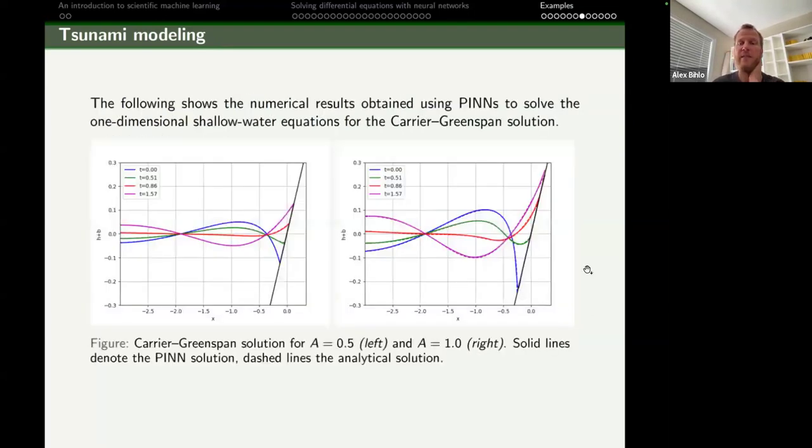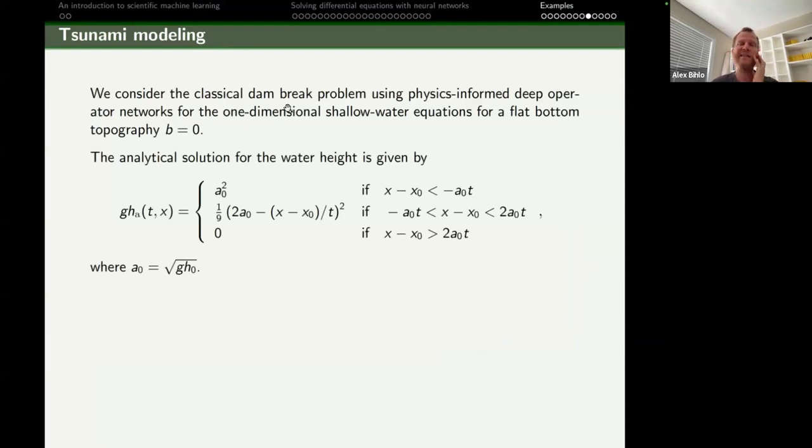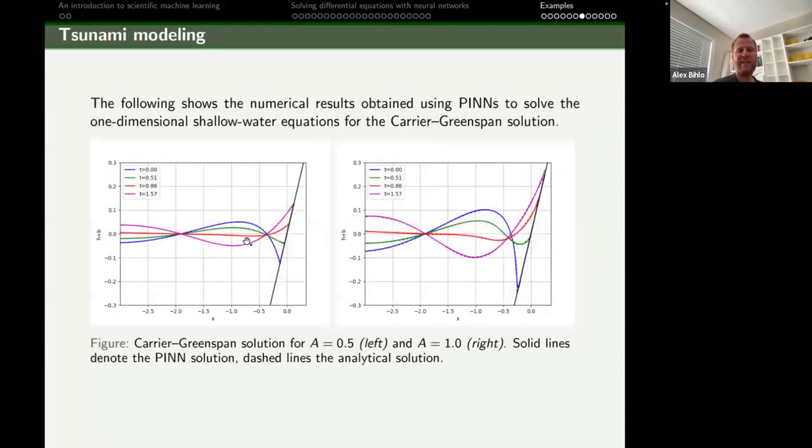And this is for PINNs. Now we also consider the dam break problem, it's a classical problem. So here again, like for PINNs, as I changed the amplitude, I needed to retrain my PINN, right? So this required training and this required training, which obviously is not great for tsunami research, right? Training each of these PINNs on one GPU took roughly an hour or so.